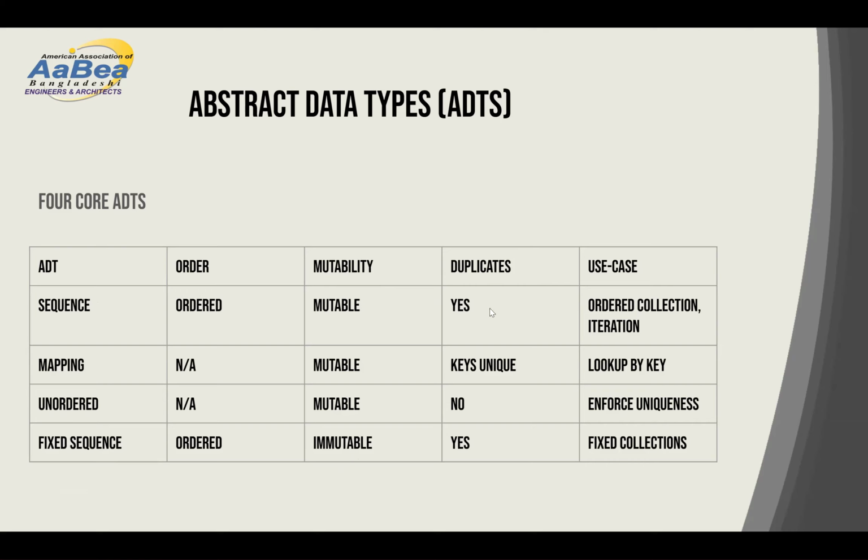Sequences can have duplicates, but you'll see things like mapping and unordered ADTs. Those you can't have duplicates. You want to have uniqueness when it comes to those. And what I mean by uniqueness is you want to have just one of each, right? That's what unique kind of means.